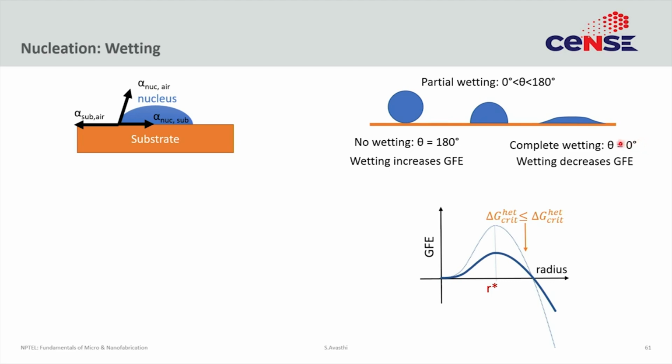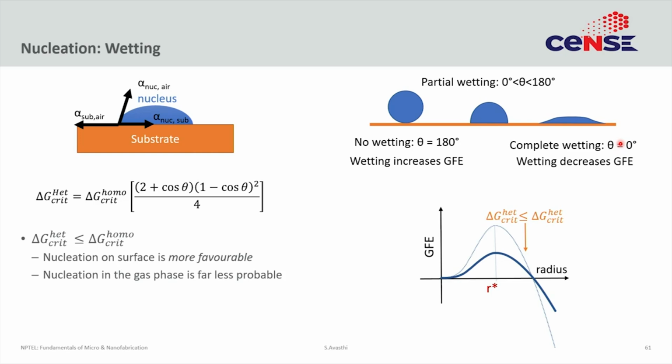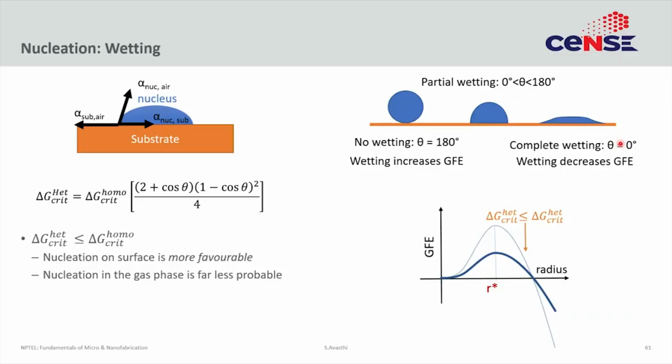Now, if you look at this formula, which we shall not derive, and I shall not ask you in exams to remember this, you notice that the delta G of this heteronucleation is always less than the delta G of homonucleation. So, just look at this formula. It is (2 plus cos theta)(1 minus cos theta) squared by 4. So, this whole thing in square brackets is always less than 1 for all theta between 0 and 180 degrees.